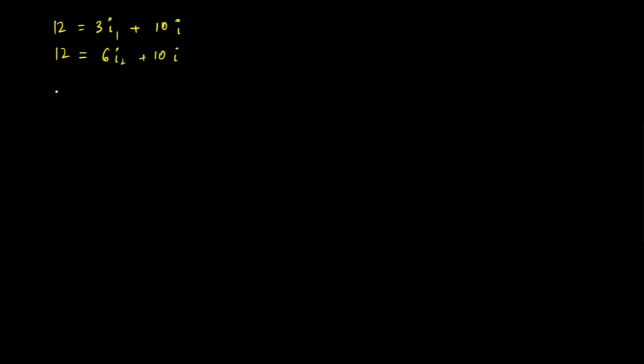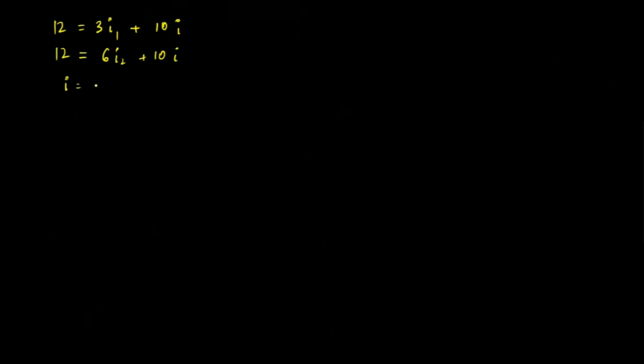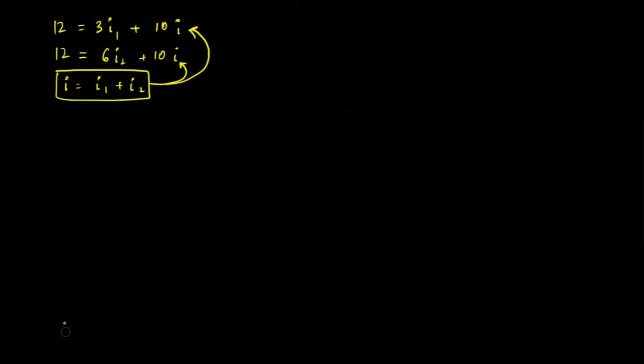Apart from this, we got another equation which says that I is equal to I1 plus I2. So what we are going to do here is substitute the value of I in both the equations one by one. Once we do the substitution, we get the equation in two variables. We can solve that equation. We already know how to solve those two equations.